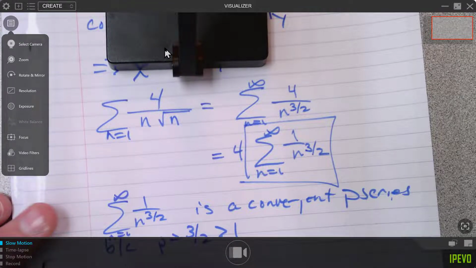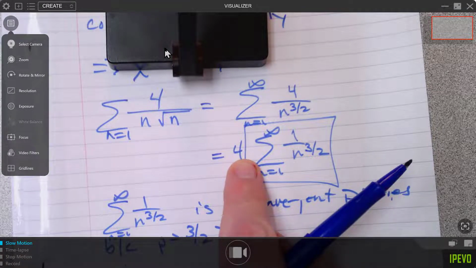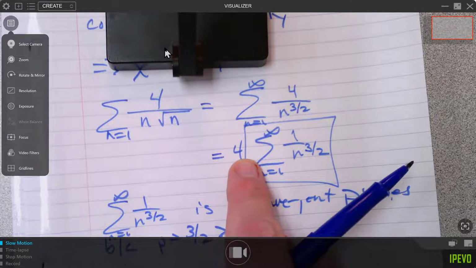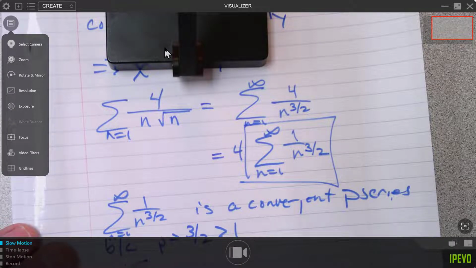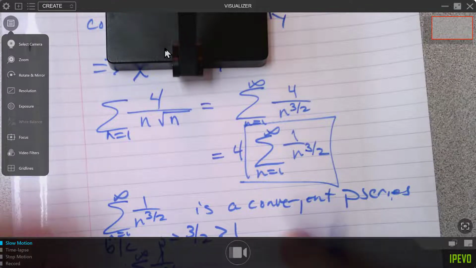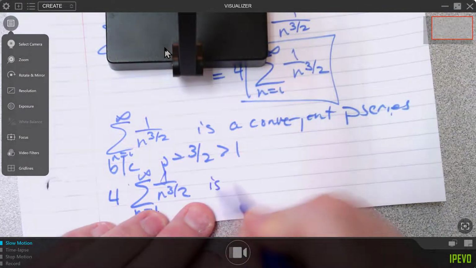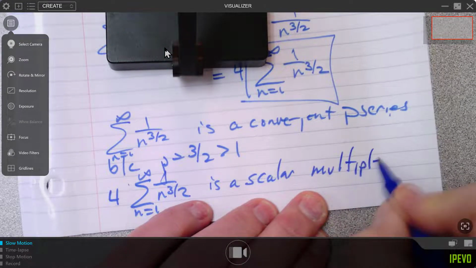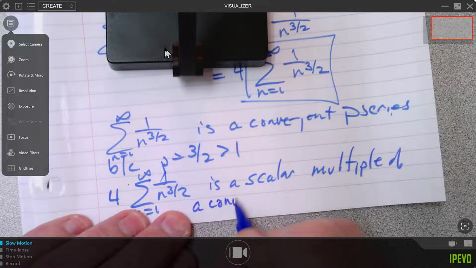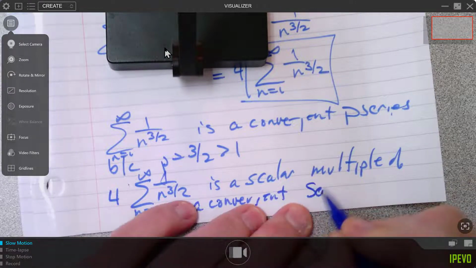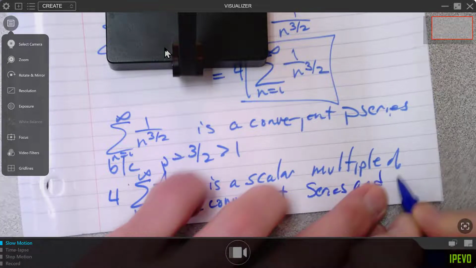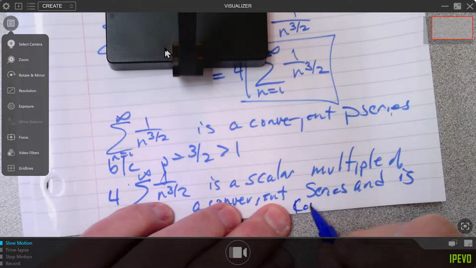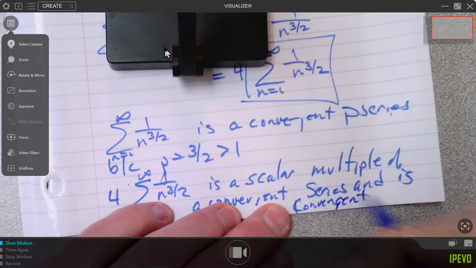Now, this is a scalar multiple of a convergent series, and therefore it's convergent. So 4 times 1 over n to the 3 halves, n equals 1 to infinity, is a scalar multiple of a convergent series and is convergent. That's a theorem. But notice we had to do a little bit more work.